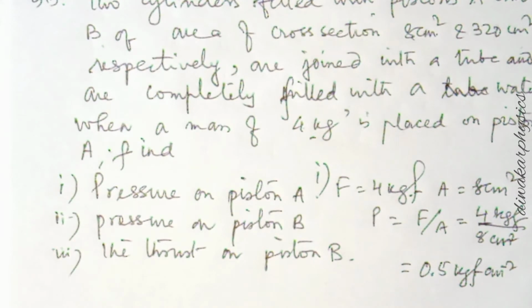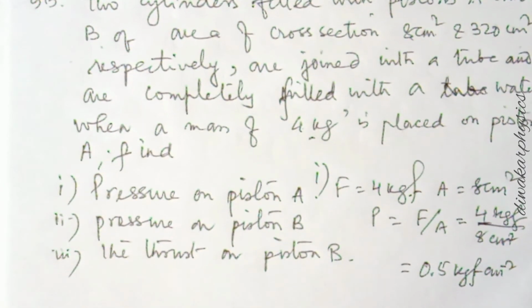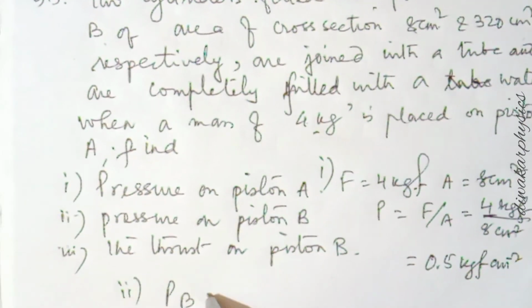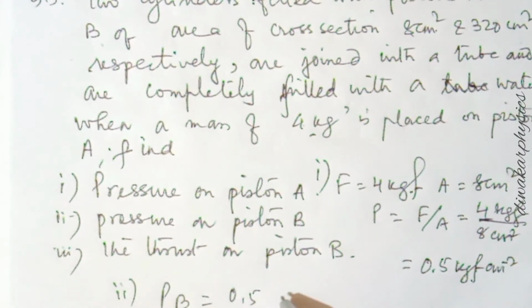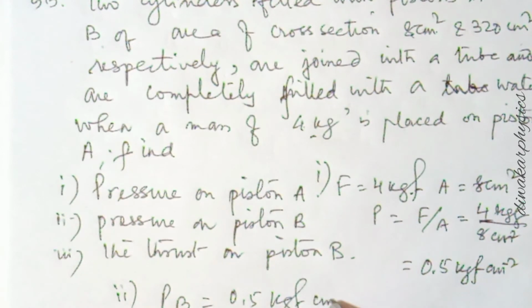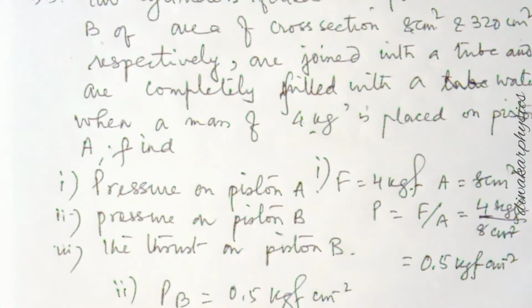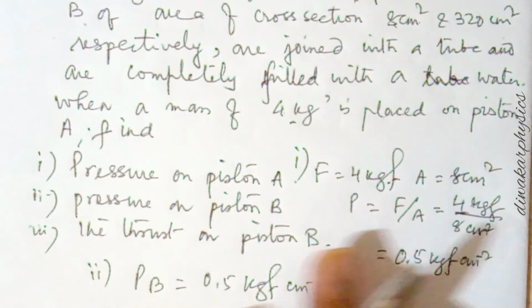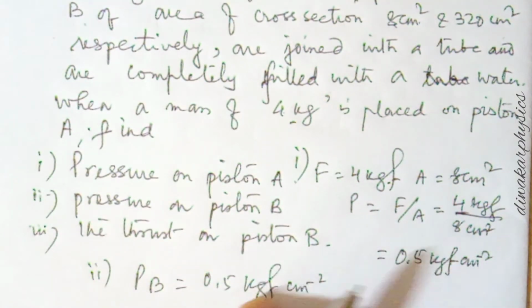Now you know this piston A is connected with water to piston B. So according to Pascal's law, pressure exerted at any point is transmitted equally to every part of the liquid. So therefore, second part, pressure at B will also be 0.5 kgf per centimeter square, because pressure is transmitted equally. So same pressure using Pascal's law.